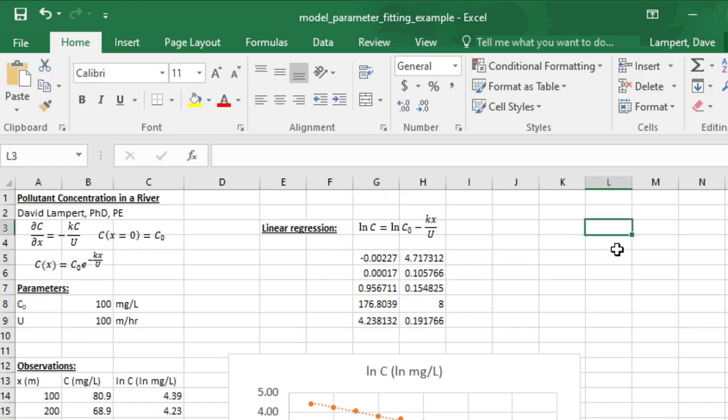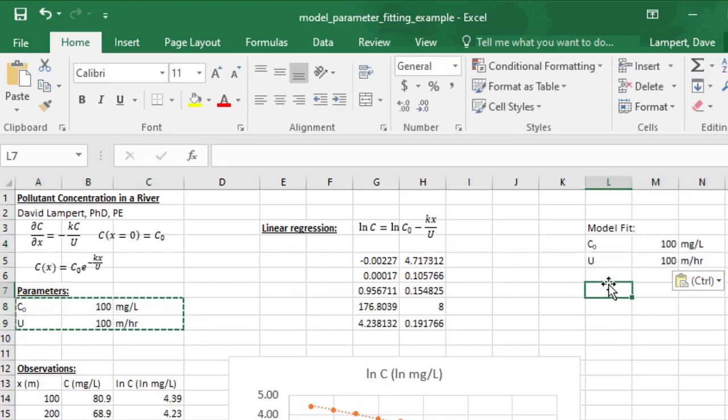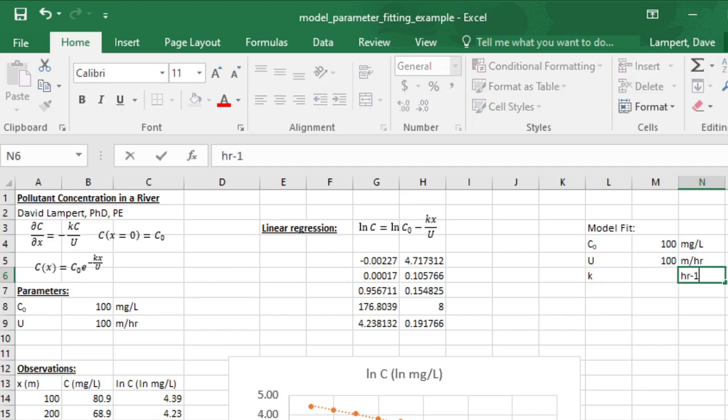So I'm going to make another one up here. We'll call it model fit. And so I'm going to need a value for my model. I have C0. Why don't I just copy this? C0U, and then I need a value for K, and that's going to be in hours^-1. And because I'm a little bit picky, I will make sure to get my -1 superscripted.